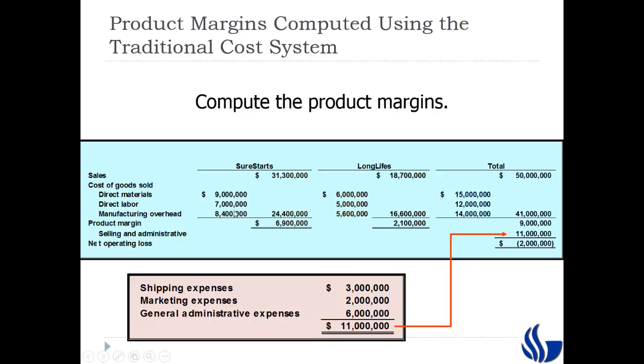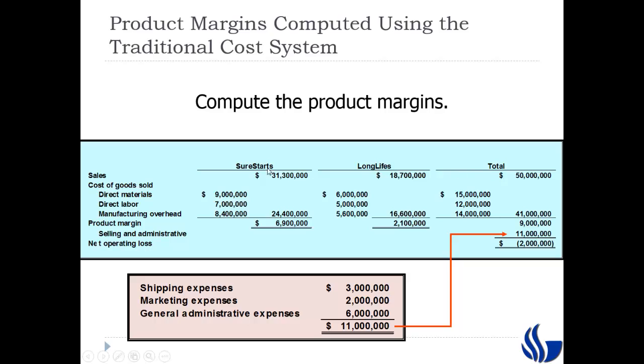So here's that $8.4 million for the Sure Start that we just allocated, and the $5.6 million for the Long Life battery. So if we take the revenue minus all the direct costs and the allocated overhead, we determined that the Sure Start battery has a product margin of $6.9 million, and the Long Life battery has a product margin of $2.1 million. And then we've got these selling and administrative expenses that are not allocated traditionally. They're not allowed to be assigned to our inventory, and so those are all expensed in this total column here.